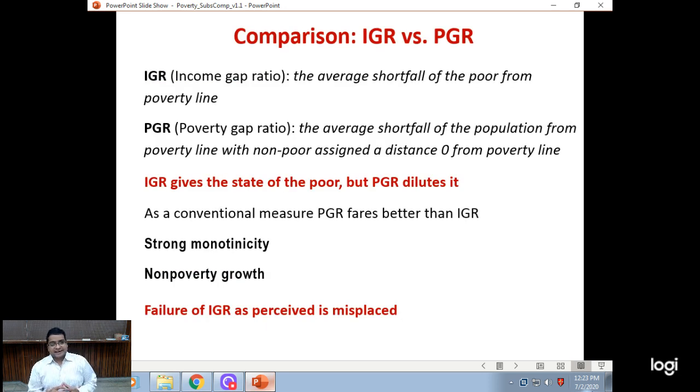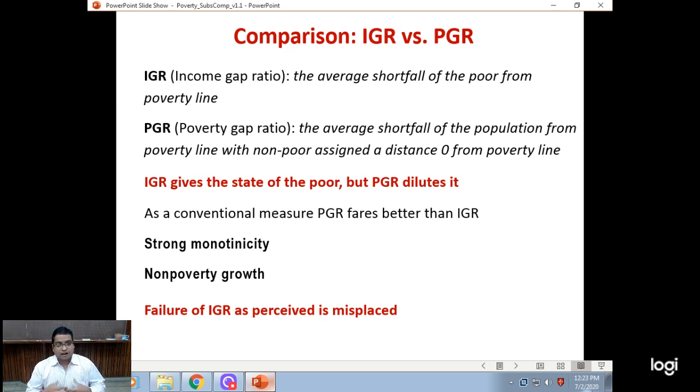So what is the implication of this? If we compare two common measures of poverty, one is the income gap ratio and another is the poverty gap ratio, it is quite surprising to see the names. The income gap ratio is a ratio meant for the poverty gaps of the poor people, but it is strangely named income gap ratio. Whereas the poverty gap ratio actually talks about the non-poor also, with a zero contribution from the non-poor. So it is applicable to the entire population, but it is called the poverty gap ratio. Actually, I believe it should have been named the other way around. The income gap ratio should have been named the poverty gap ratio, and the poverty gap ratio should have been named the income gap ratio.